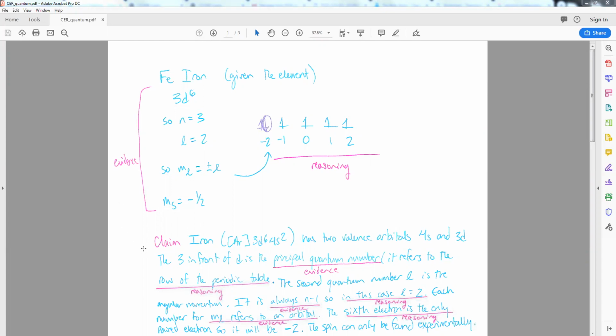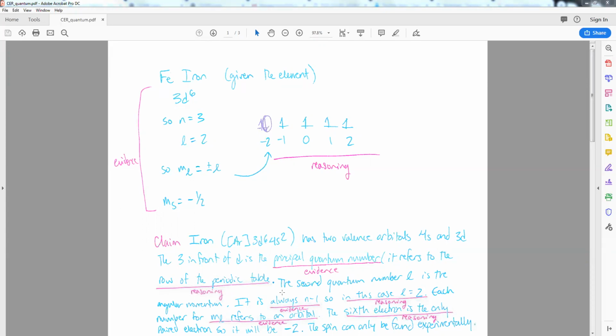So my claim is that iron, with the electron configuration [Ar] 3d6 4s2, has 2 valence orbitals, 4s and 3d. Because I was told that it was the 3d6 electron, the 3 in front of the d is my principal quantum number. That's a piece of evidence. That number refers to the row of the periodic table. That's my reasoning. That's how I know what I know.